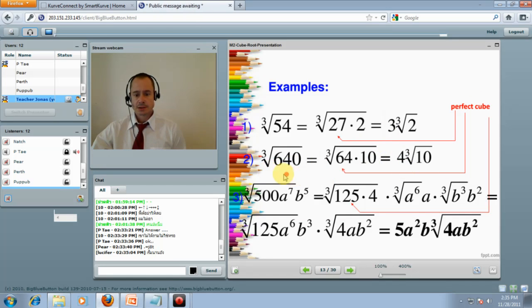And this is another example. 640 is not a perfect cube, but you can make this into 64 times 10, and 64 is a perfect cube, because that is 4 times 4 times 4. So then you lift it out, you extract it, and you only have 10 left in the cube root.